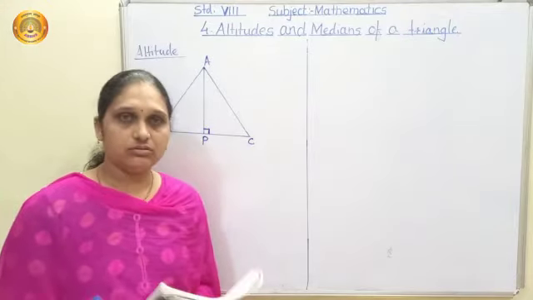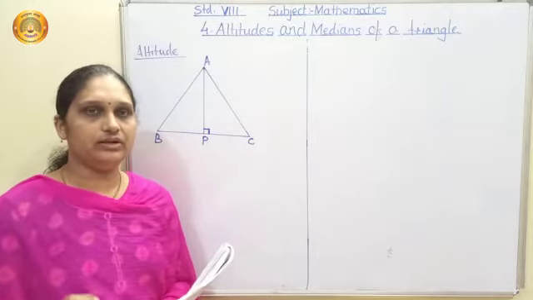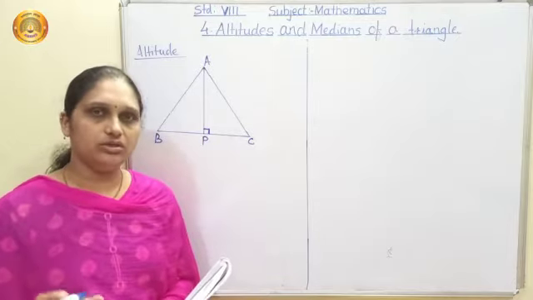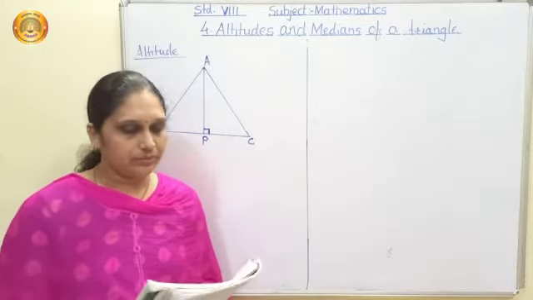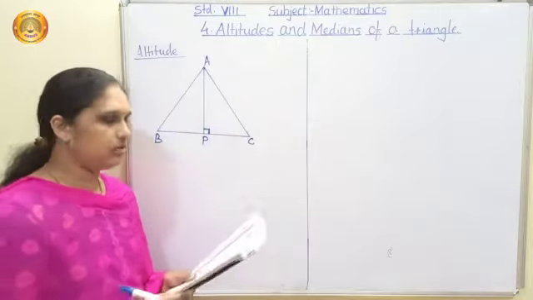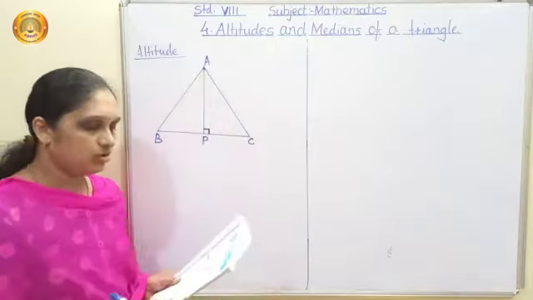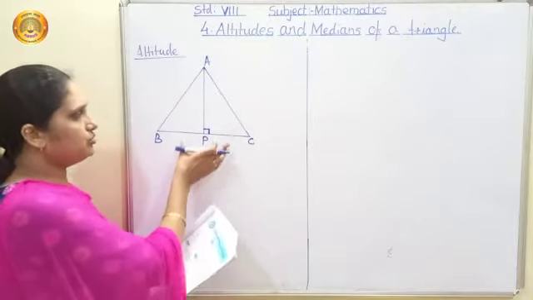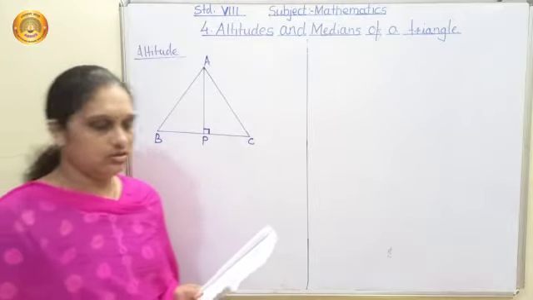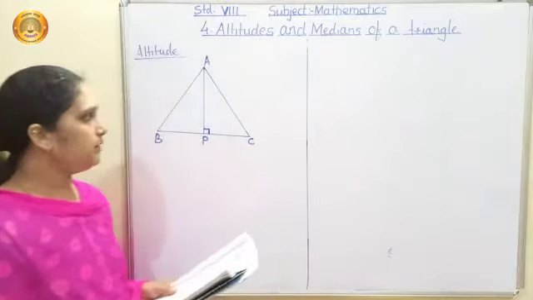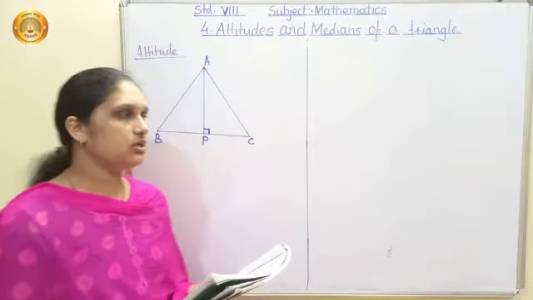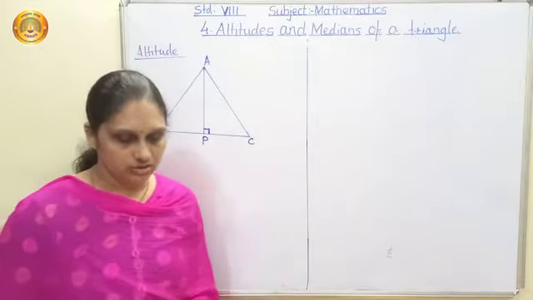So see, I'll read the definition of altitude for you. All pay attention in your textbook and you have to note it down in your notebook. So see, a perpendicular segment drawn from a vertex of a triangle on the side opposite to it is called an altitude of the triangle. And in triangle ABC, seg AP is an altitude on the base BC. So this construction, draw it in your notebook.